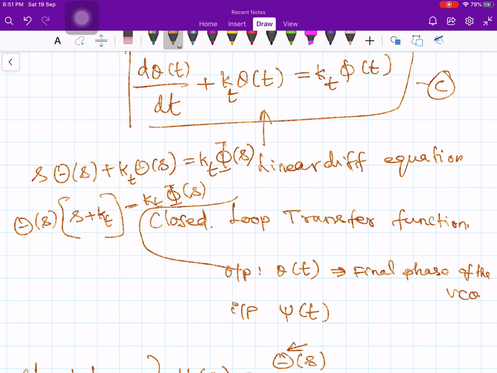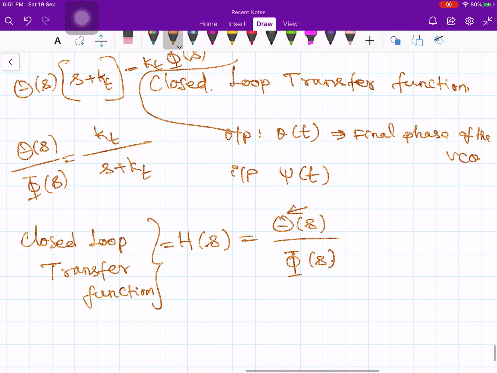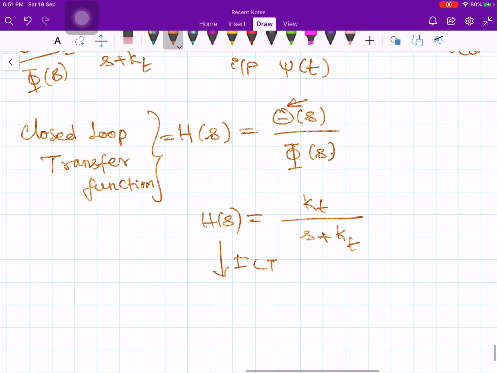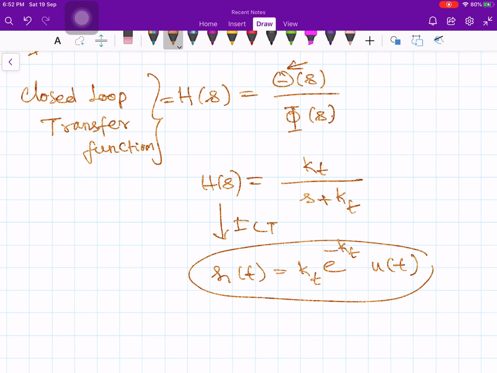Now the transfer function is output by input. What is output? Theta of s divided by Phi of s, which is K_t divided by s plus K_t. So therefore your transfer function is K_t divided by s plus K_t. This is my H of s. You take the inverse Laplace transform. So this is my h of t equal to K_t times e to the minus K_t t, multiplied by u of t because you are applying the unit step function. So this is the impulse response at the output of your system.